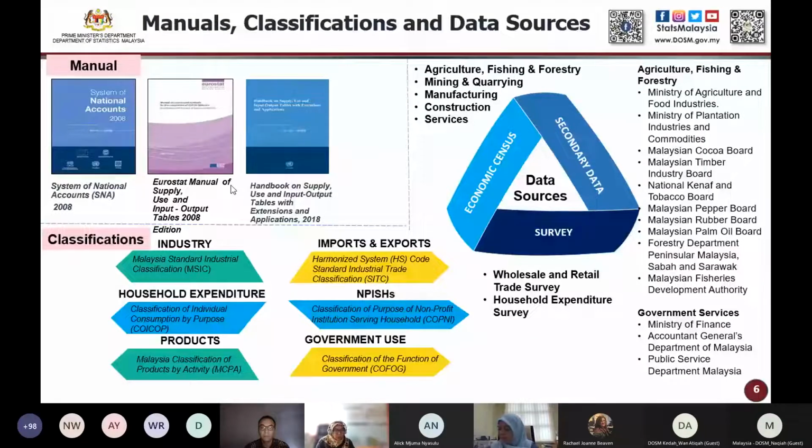The sources of data for the compilation of the input-output table are obtained from the economic census, which covers agriculture, fishing, forestry, mining, quarrying, manufacturing, construction, and services. We also use source data obtained from surveys, such as the wholesale and retail trade survey and the household expenditure survey for household data. Data are also obtained from various government agencies.